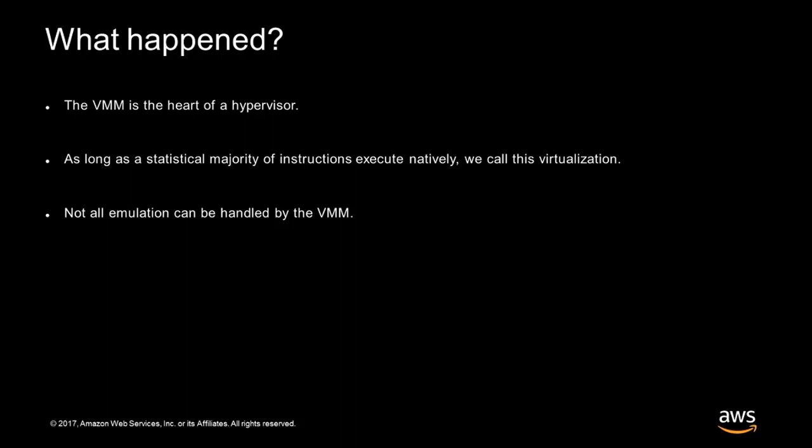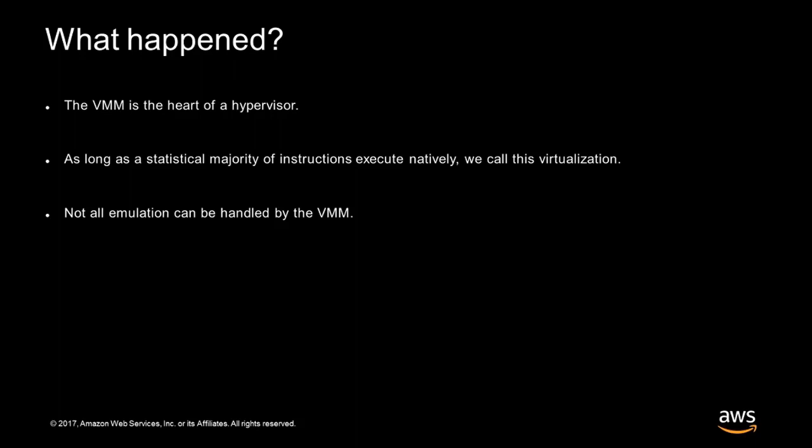So the VMM is really the heart of the hypervisor, but it is not the entirety of the hypervisor. And going back to that theory of virtualization, what that theory states is that as long as the statistical majority of instructions are executing natively, then we call this virtualization. Now, statistical majority sounds like a very complicated term, but really it just means most. And in a typical virtualization system these days, we usually consider that to be anywhere from 1 out of a million to 1 out of a billion instructions are emulated. So the vast majority of instructions are executing directly on the processor, and this is why you get good performance on most modern virtualization systems.